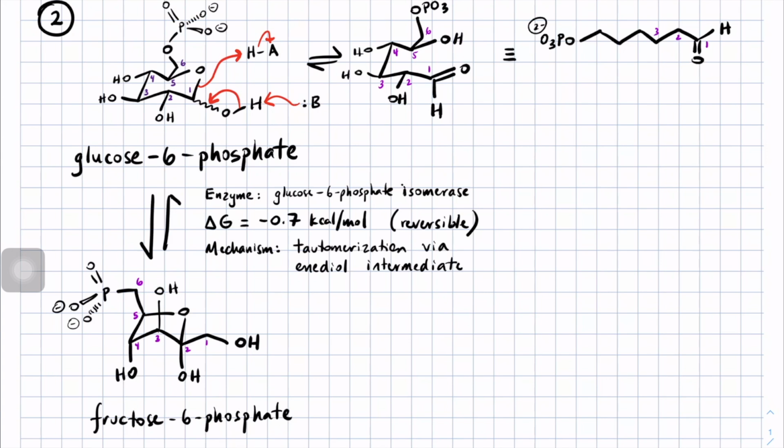You've kind of done a problem like this before on a previous exam, where you had to get the stereochemistry right. So let's see, up, up. All right, so that's the open chain form of glucose 6-phosphate.